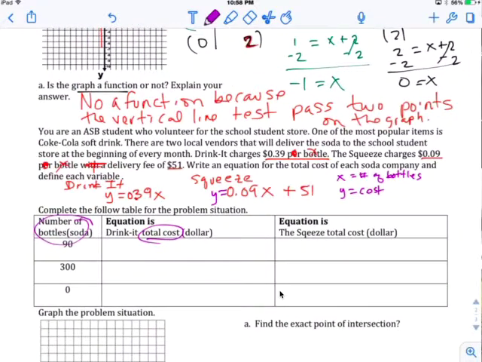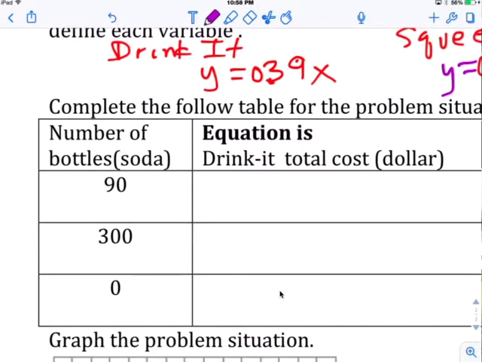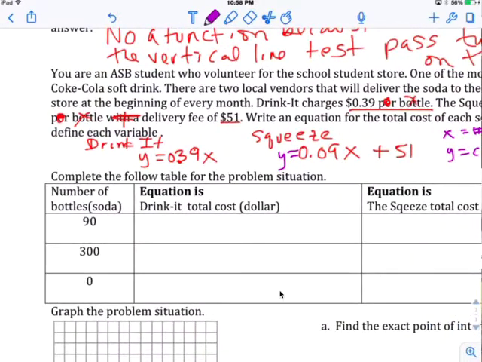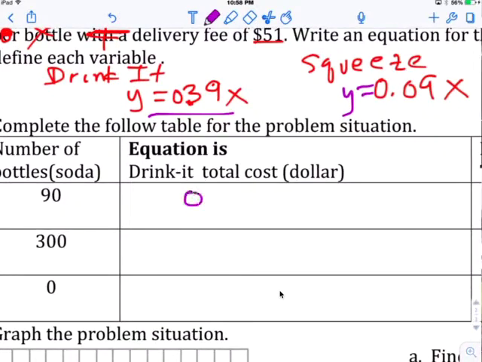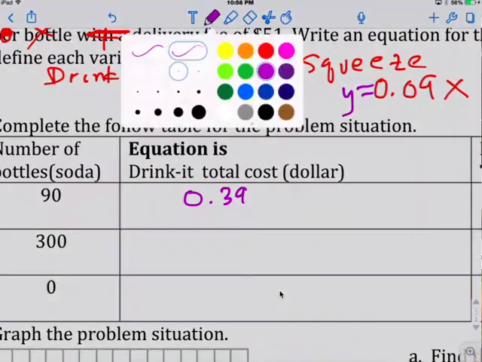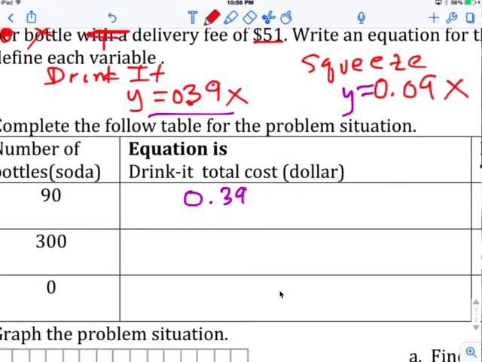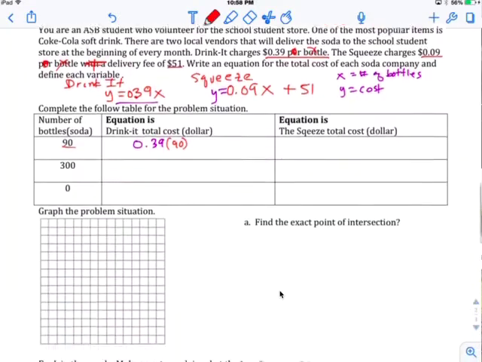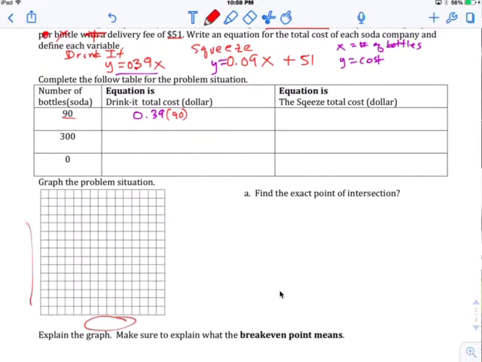Okay, we've done enough of this. So, the number of bottles ordered: ASB ordered 90 bottles. What is Drink It's total cost? How much is Drink It going to charge you? Well, they charge you 39 cents a bottle, and you ordered 90 bottles. Multiply that by 90 and get your answer. And then graph. Make sure you label these. Okay, I'm getting tired. Just do this, get the answer, and then graph 90 and whatever dollar amount. Make sure you number these.